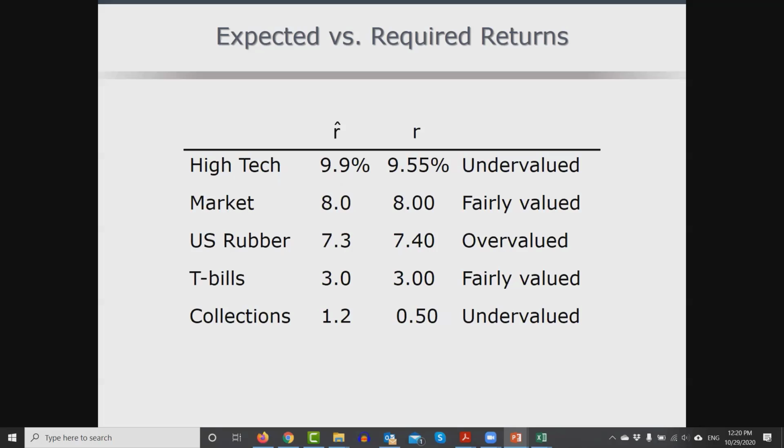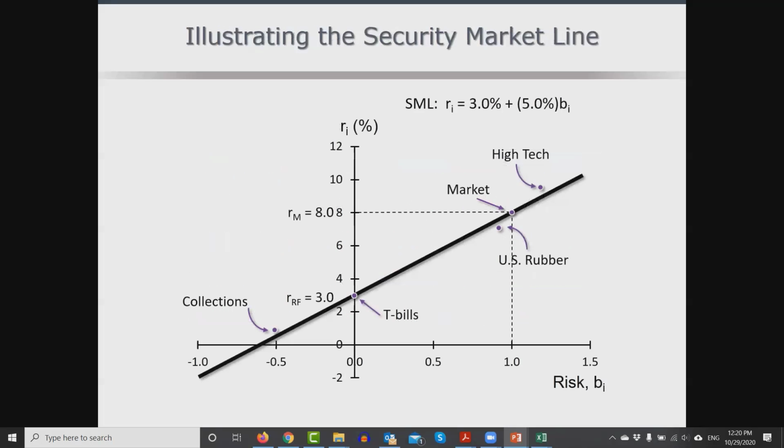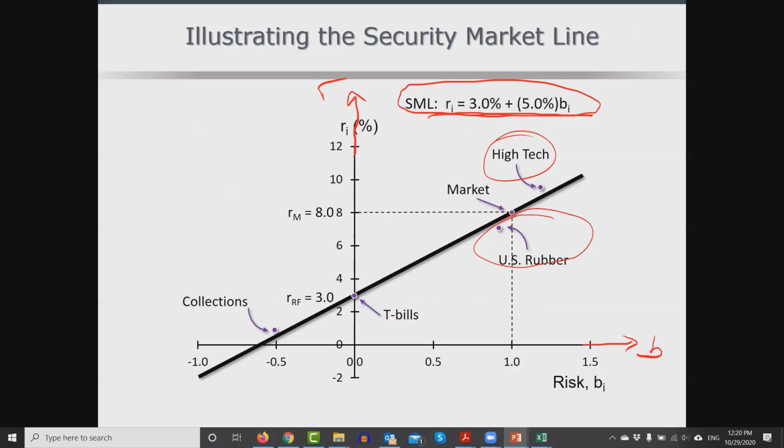Now let's see these investments on the security market line. The security market line is R is equal to 3% plus 5% times beta. On the x-axis, we have beta. On the y-axis, we have the return. And this is the regression equation of the security market line. Any investment is going to be around this line. If it is above the line, it's undervalued. If it is below the line, it's overvalued. If they are on the line, they are fairly valued.